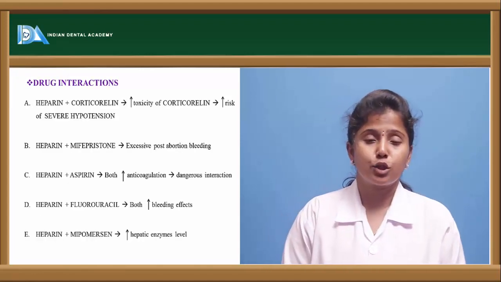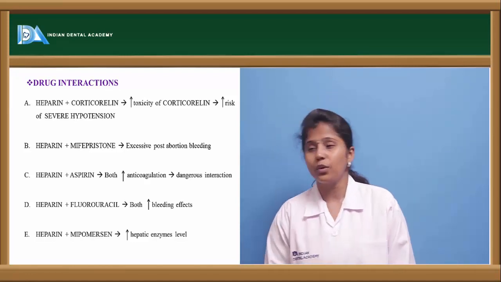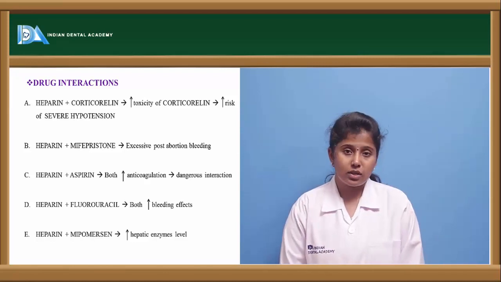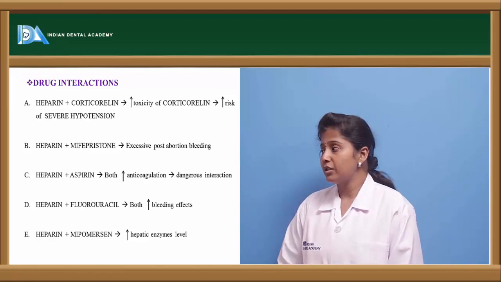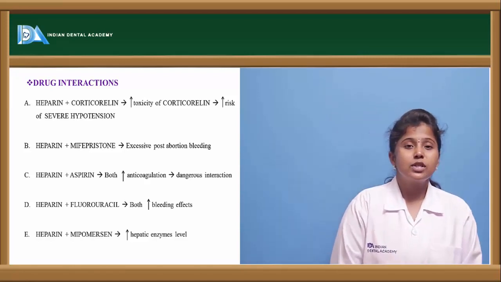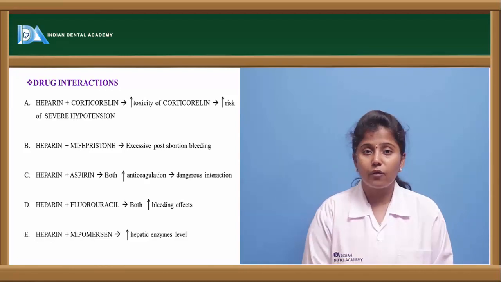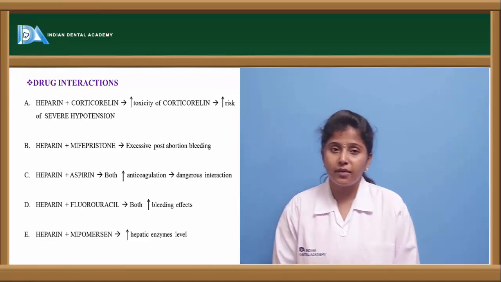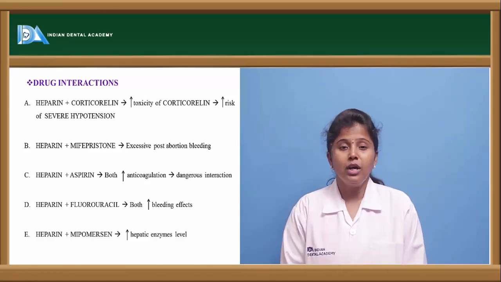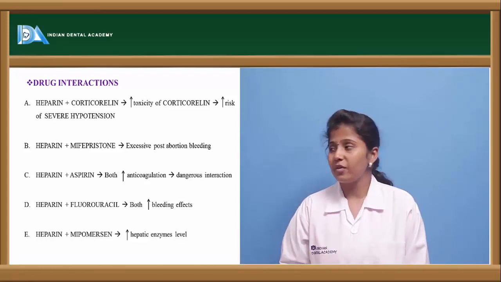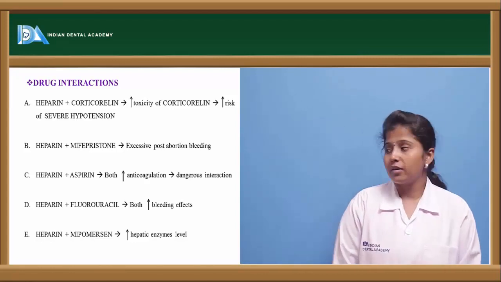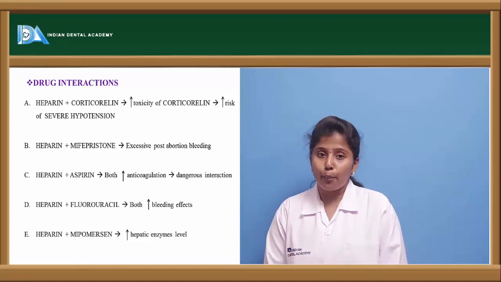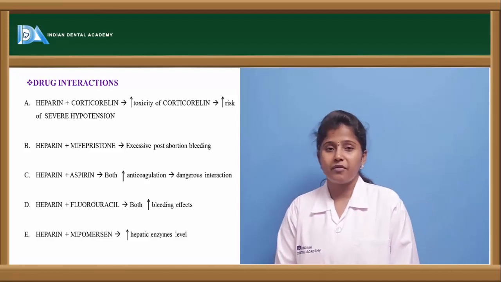So what are the drug interactions with this heparin? If heparin is given with corticotropin, then it increases the toxicity of this drug. If the drug toxicity is increased, then it leads to severe hypotension. There will be a severe fall of blood pressure. And heparin should not be given with mifepristone, because it will cause excessive post-abortion bleeding. After abortion, the bleeding will be more if this drug is given with mifepristone.